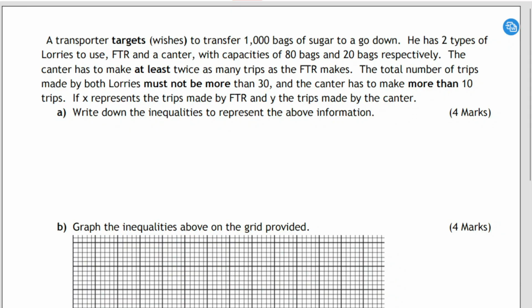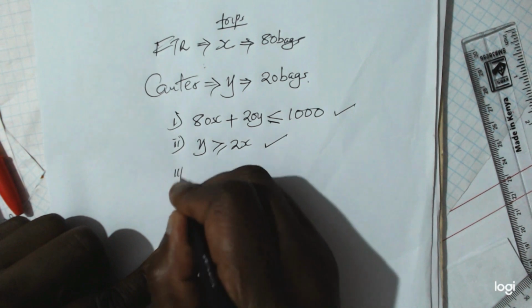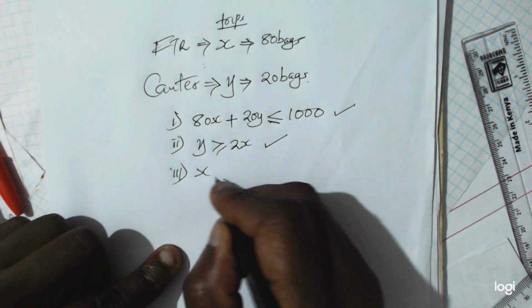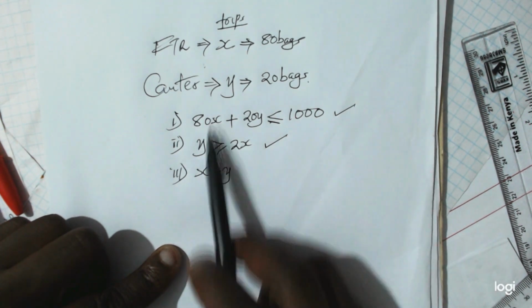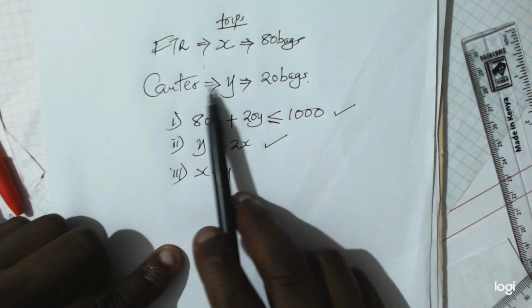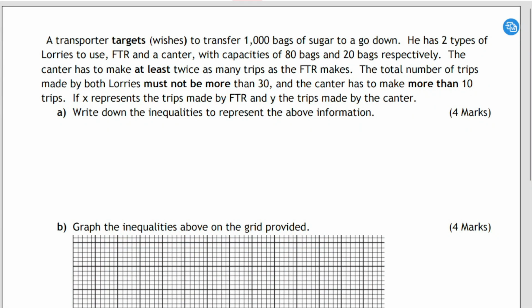Then the other one: the total number of trips made by both lorries must not be more than 30. The total number of trips means the FTR trips, X, plus, that is a sum, the trips made by the canter, Y. This sum must not be more than 30. So must not be more than 30 means it is either less than or equal to 30, but must not be more than 30.